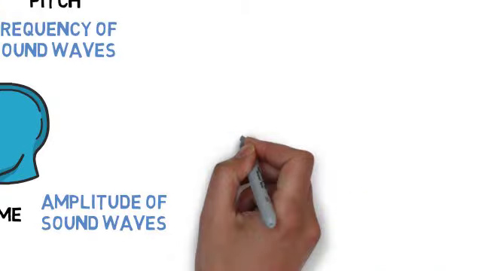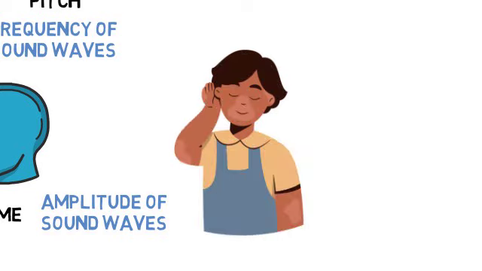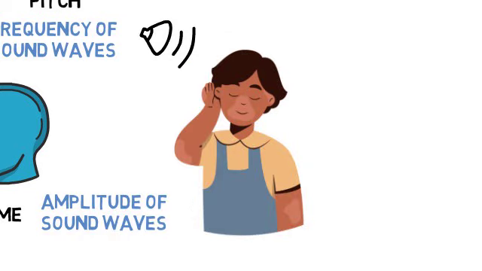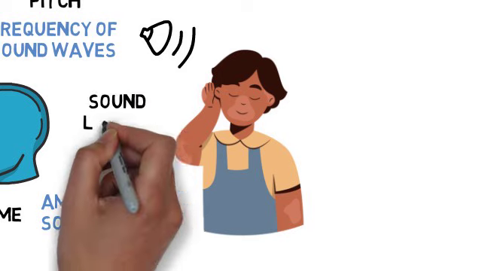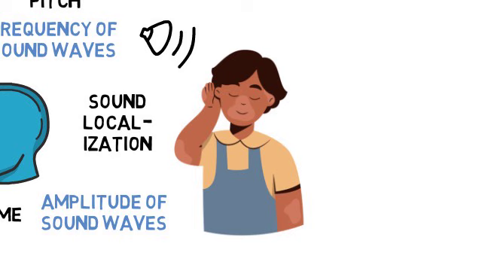Our brain can also determine the location of a sound. This ability, called sound localization, relies on the fact that sounds reach each ear at slightly different times and intensities. The brain uses these differences to pinpoint the direction and distance of the sound source.